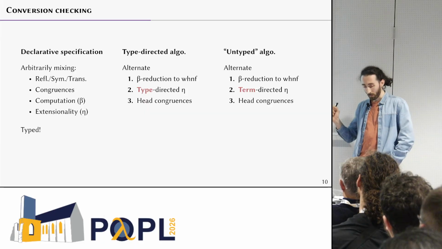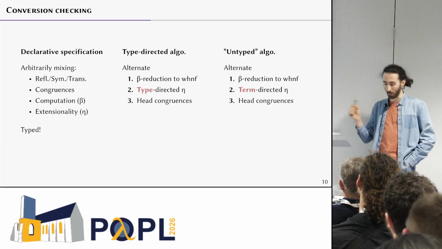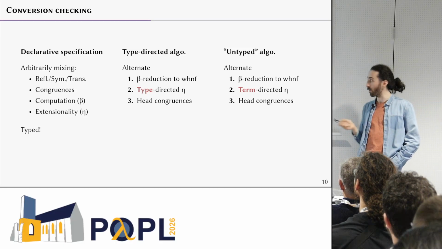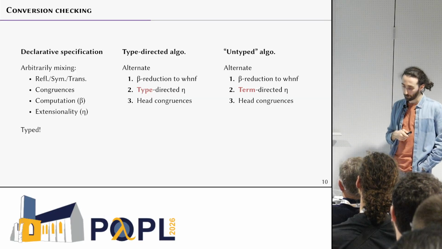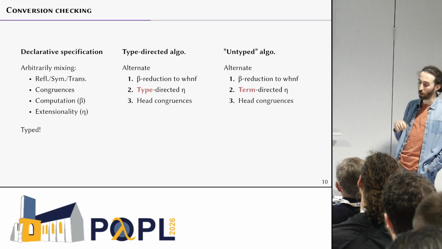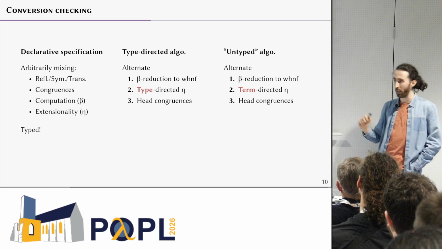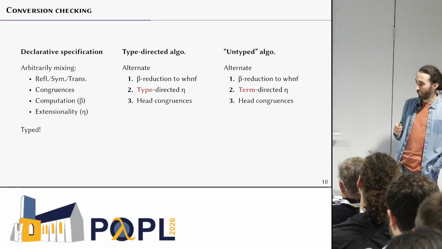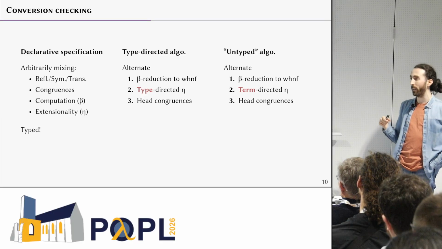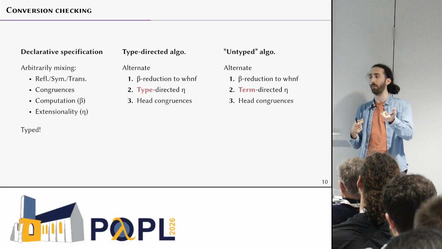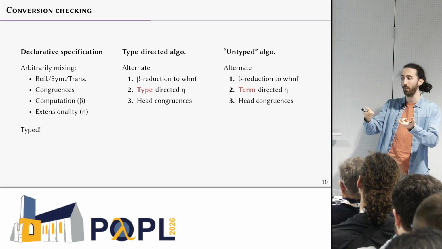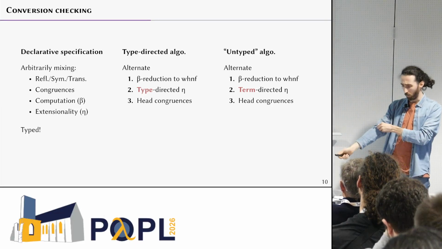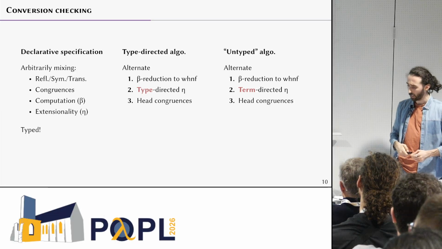The maybe more complicated or crazy, or maybe not, depending who you are, is the untyped algorithm. So this one doesn't maintain any type information, but it's still the same structure. You first do beta reduction to weak head normal forms. Now you can't look at the type to know whether you should trigger an eta law. So instead you're going to be term directed. Whenever I'm trying to compare something that's not a lambda abstraction to a lambda abstraction, I'm going to eta expand the side that's not a lambda. And this is due to Thierry Coquand for quite a while ago.